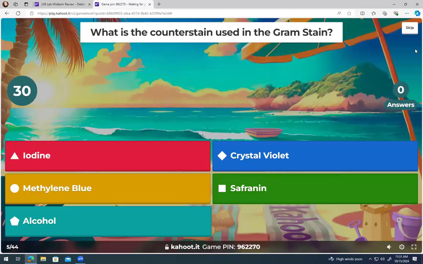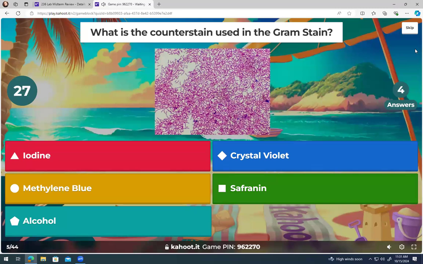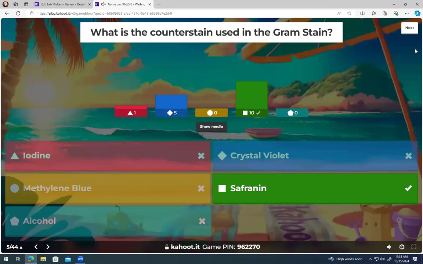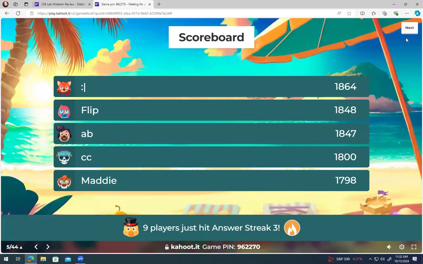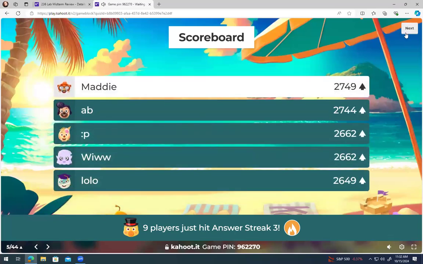What is the counter stain used in the gram stain? Okay, so the counter stain in the gram stain is going to be safranin. I would say just know in general that for stains, where they're going to work is primary. They may or may not have a mordant. They may or may not have a decolorizer. And then they may or may not have a counter stain. And they'll always be in that order. There's one that has a secondary stain and not one of the other things.